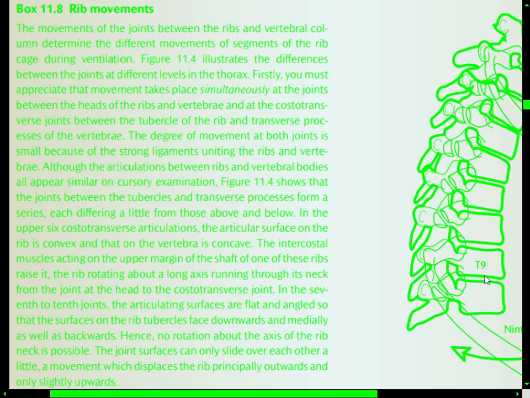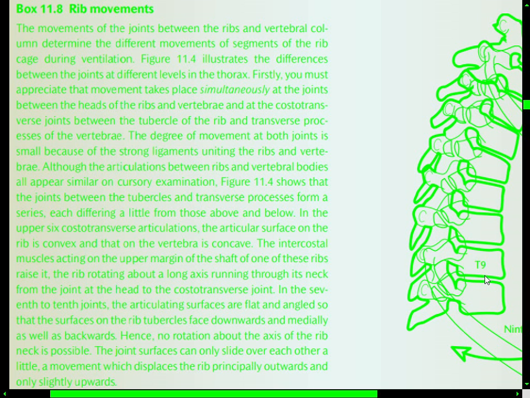Now, at last, to the last sentence, to the last paragraph of this box of ambiguous information, we see here that it is saying the joint surfaces can only slide over each other a little, a movement which displaces the rib principally outward and only slightly upwards. In this last sentence, I will read it again.